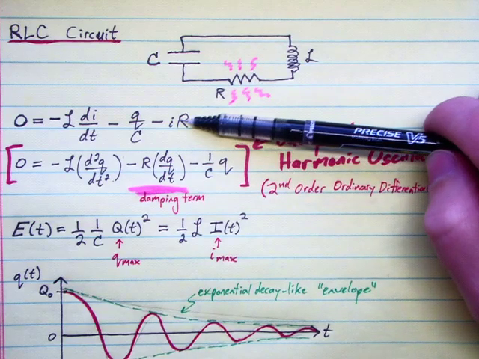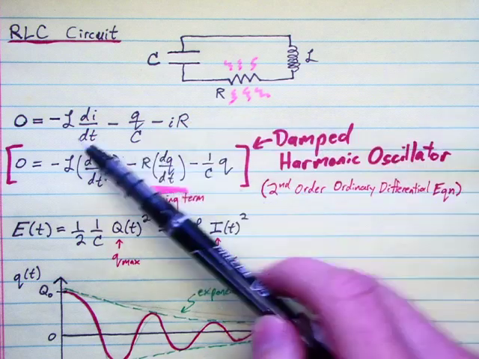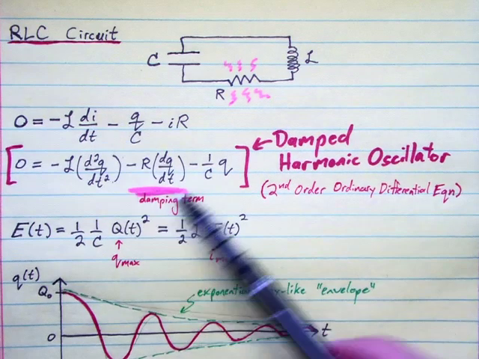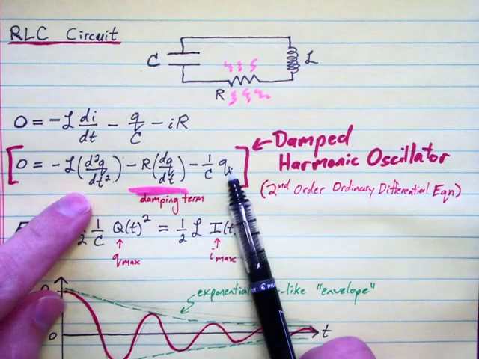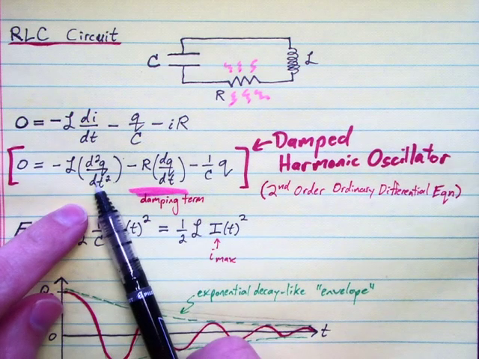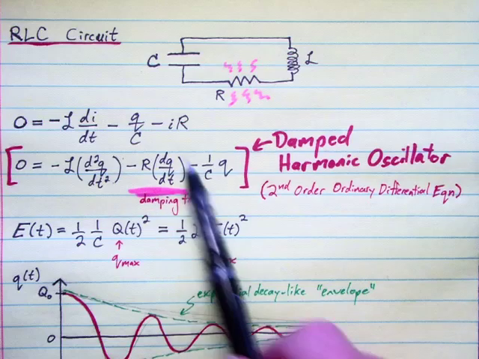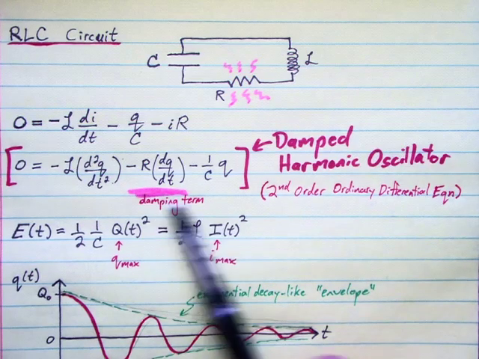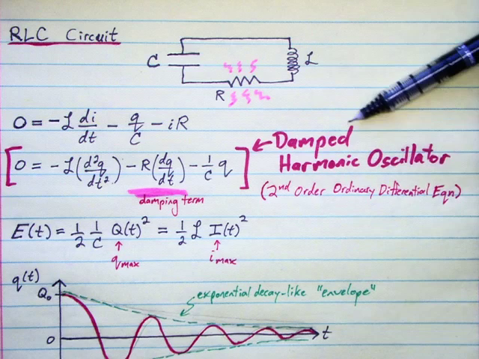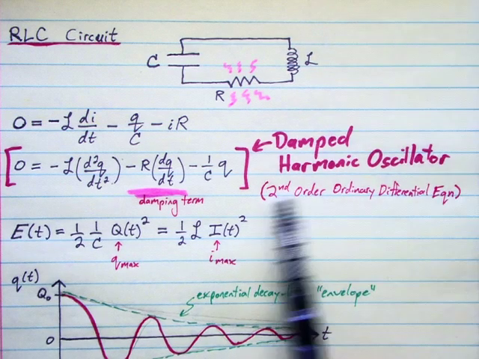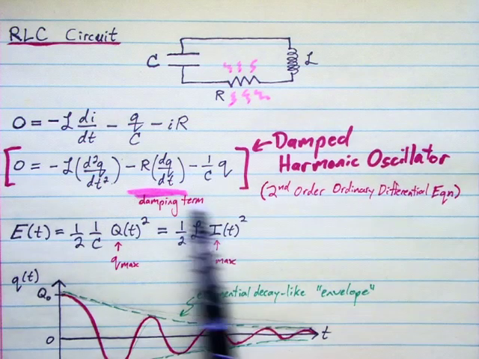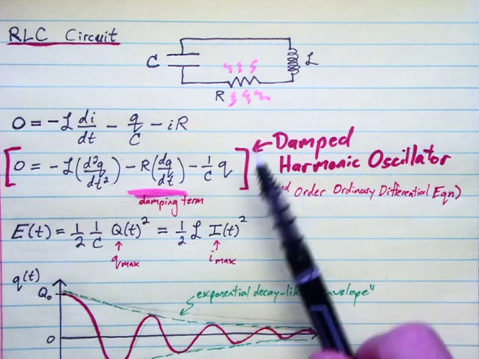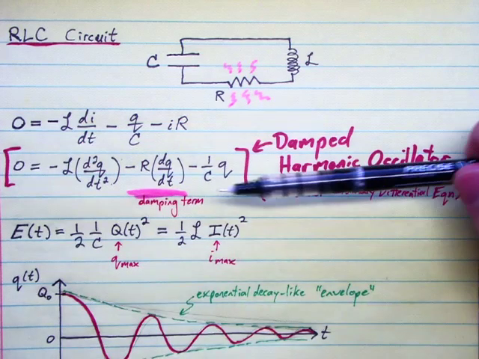If I rewrite this equation in terms of Q, I is dq/dt, and di/dt is d squared q/dt squared. So we see that we've got an equation here that involves q, the first derivative of q, and the second derivative of q. This term involving that first derivative that appears if we have resistance, that is what's known as the damping term. That is going to cause our harmonic oscillator to have a damped behavior, a damped harmonic oscillator. Because this equation is a differential equation that involves the second derivative of Q, it's also known as a second order ordinary differential equation. I'm not going to fully solve this right now, but we can sort of predict what the outcome is going to be.